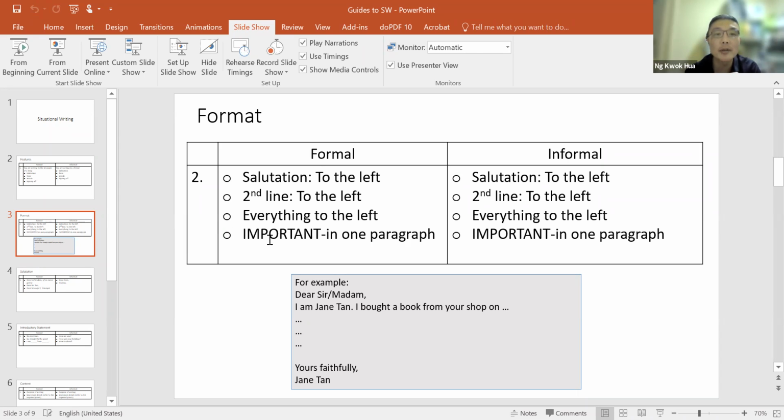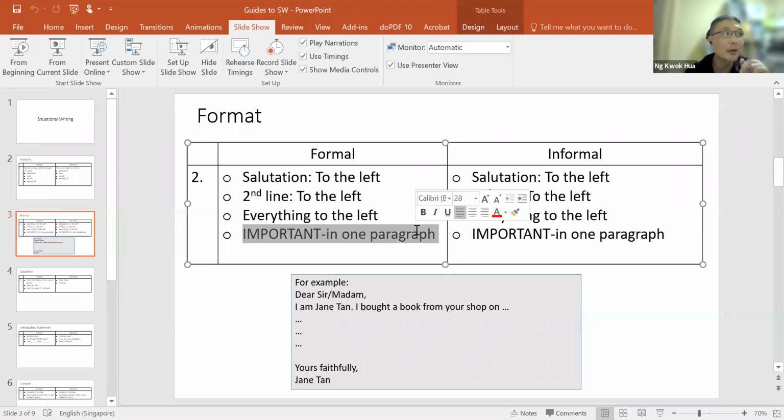Okay, and the last point, important: the whole situational writing should be written in one single paragraph. No paragraphing is needed in situational writing. Got it? Okay. I know some of you bought guidebooks in Popular, or some of your tuition teachers might have used a different guidebook and told you that, oh, paragraphing is allowed. Please, let's follow. We are being practical here. We're taking our exam soon. Please, in one single paragraph.